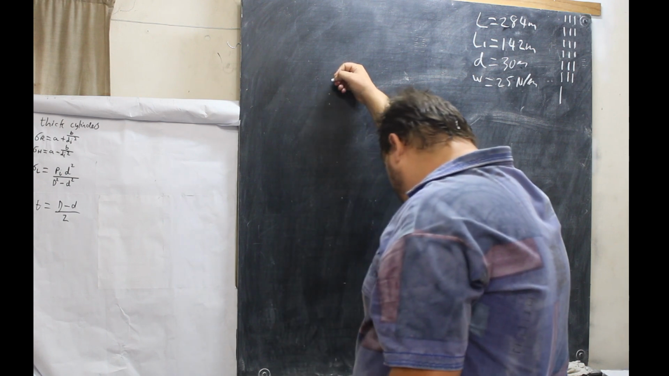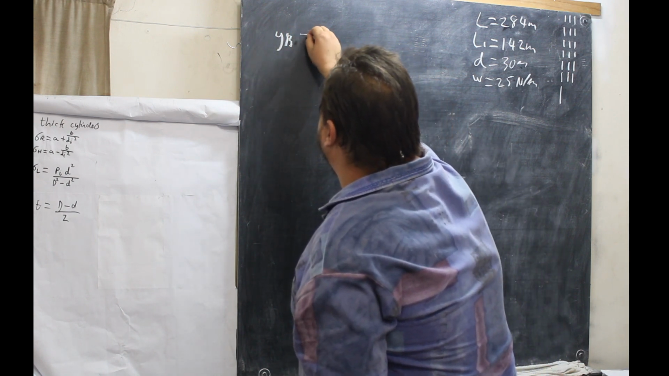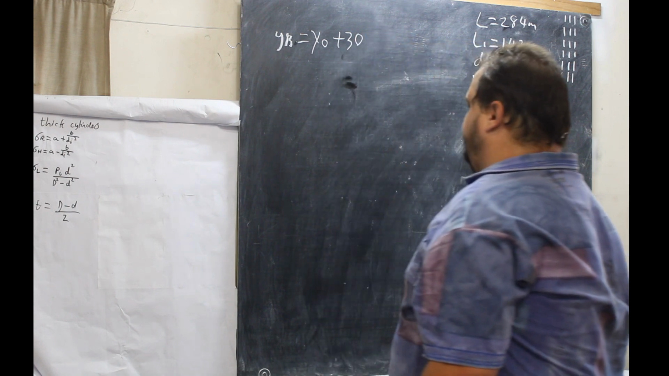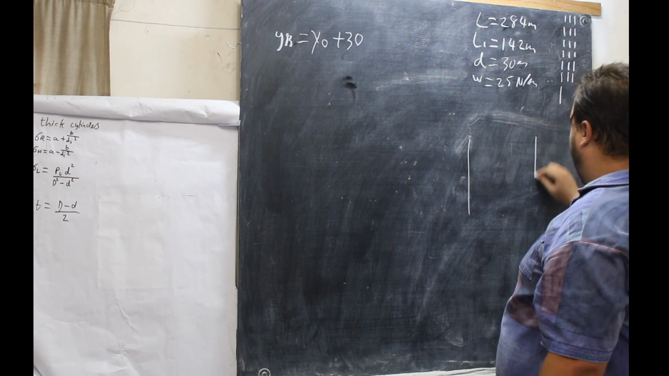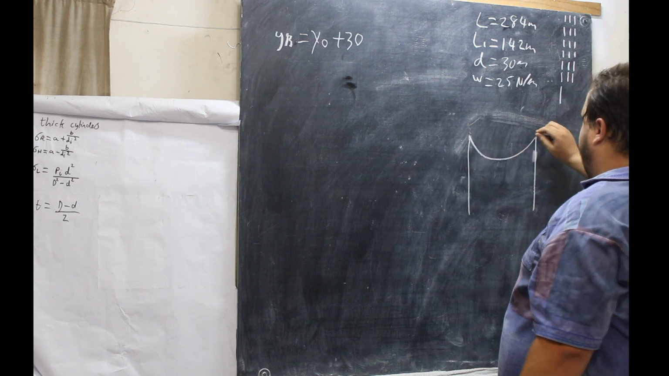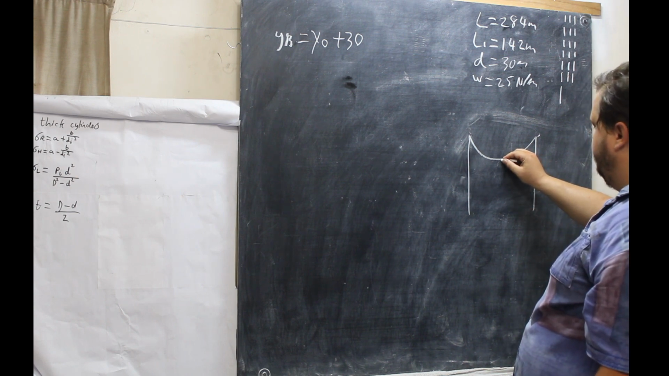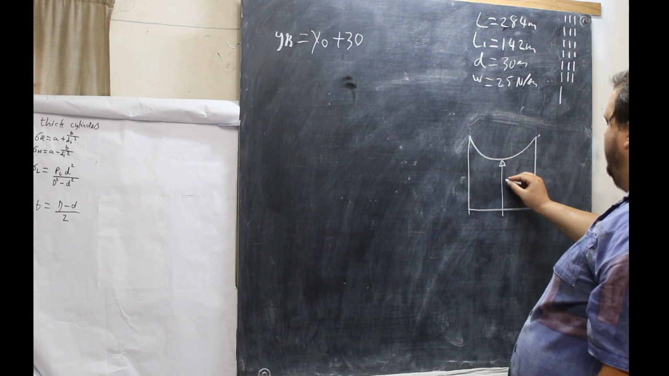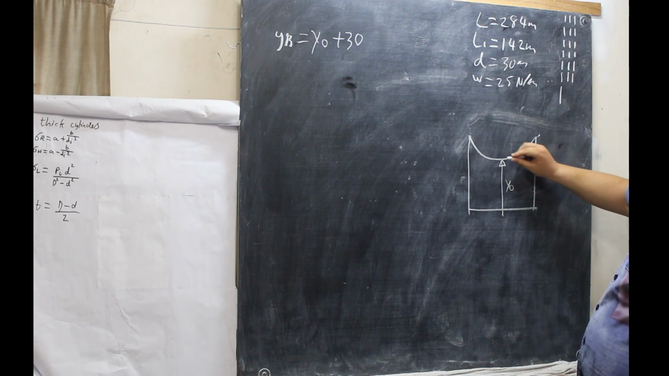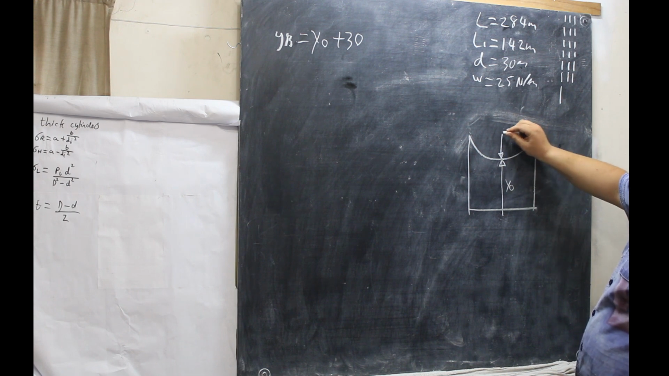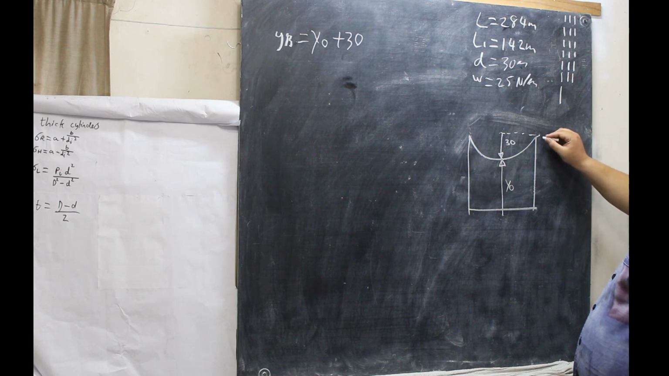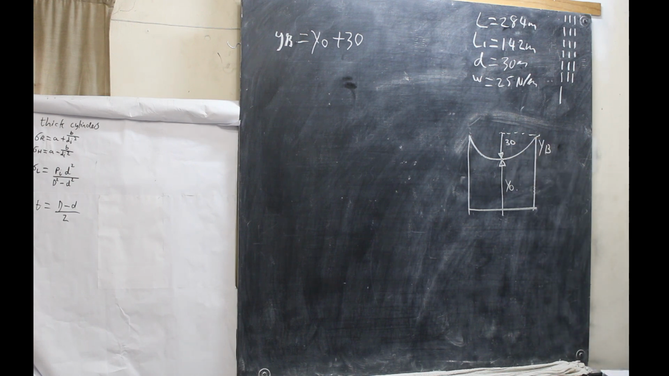First things first. We first need YB equals YO plus 30. Now, I'm going to draw you a small picture of what I'm talking about. Here's our cable, that's pretty much at the same length, right? From the lowest point, from there to the ground is YO. Now, to get down from the top to there is 30. That's 30 meters. So YB is YO plus 30 at this point in time.